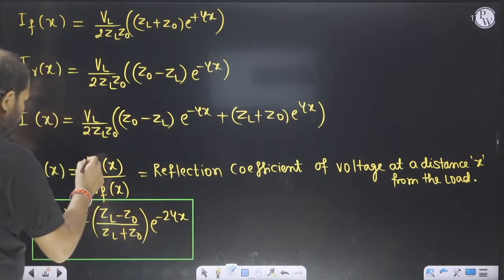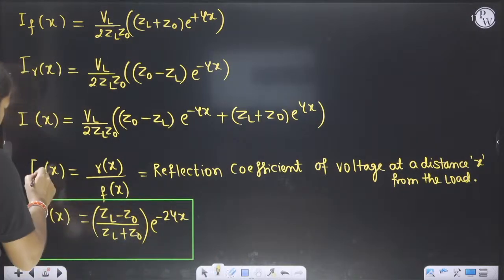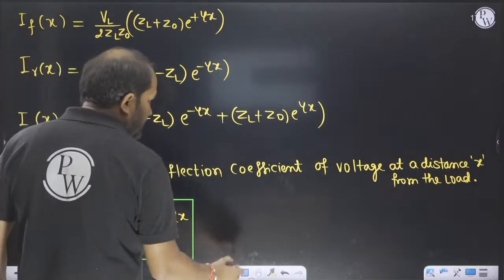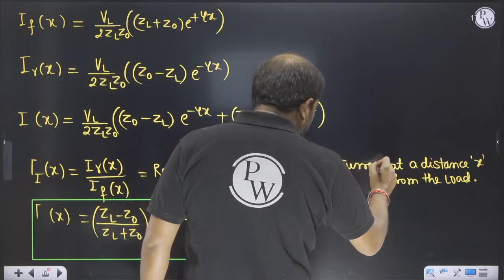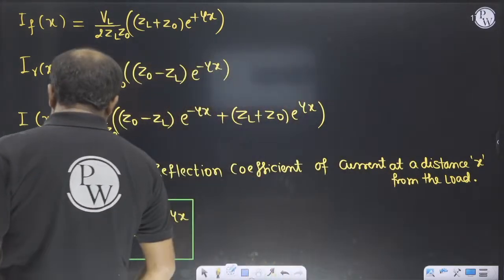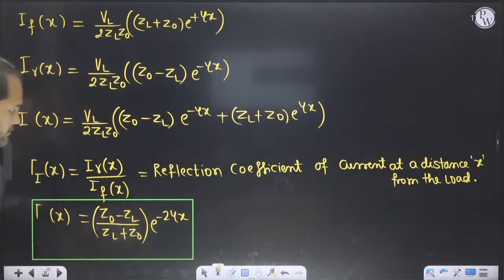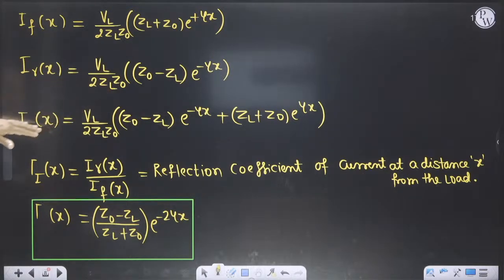So our reflection coefficient of current will be IRX upon IFX, and this is the reflection coefficient of current at a distance x from the load, and it will be Z0 minus ZL. So this is the forward current, this one is the reverse current, this one is the standing wave of the current, and this one is the reflection coefficient of current.